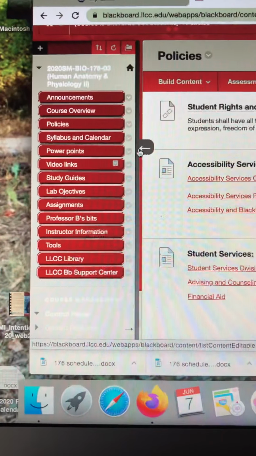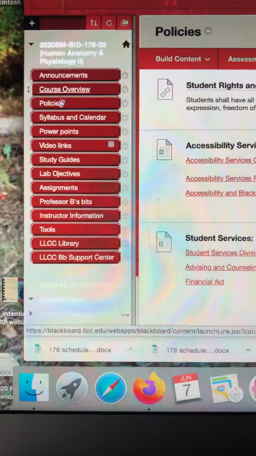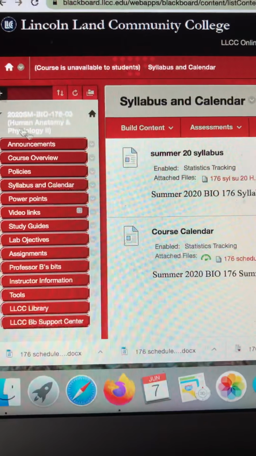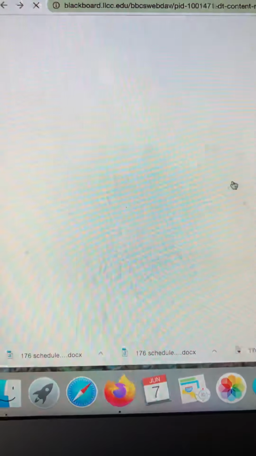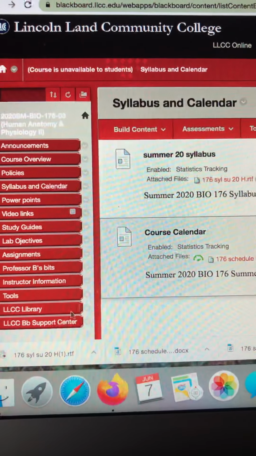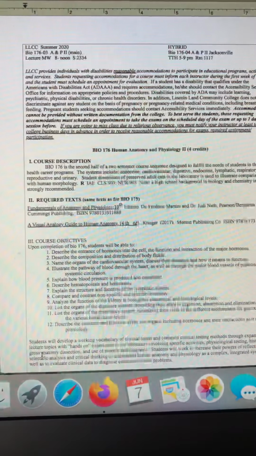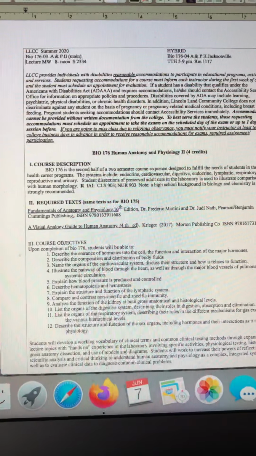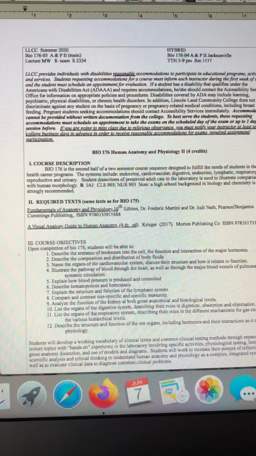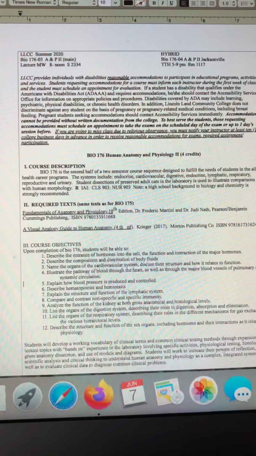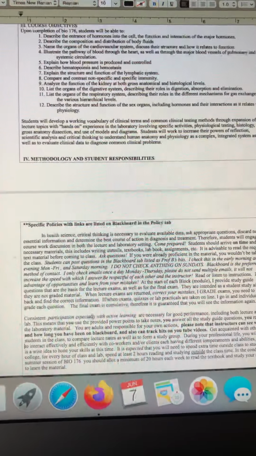One of the most important things that you're going to look at is the syllabus and the calendar tab. You click on that tab, you can see there's the syllabus. I'm not going to read the syllabus to you. That's up to you to go through it, but briefly it's going to tell you the textbook that we have. It's the same one for 176. It's going to tell you about testing. It's going to tell you your responsibilities.